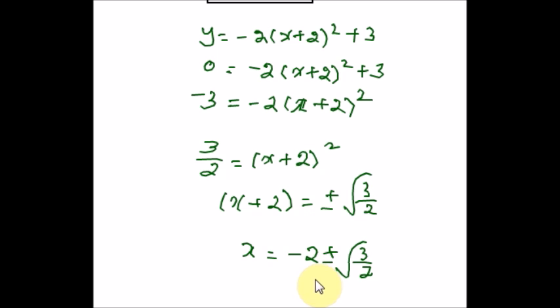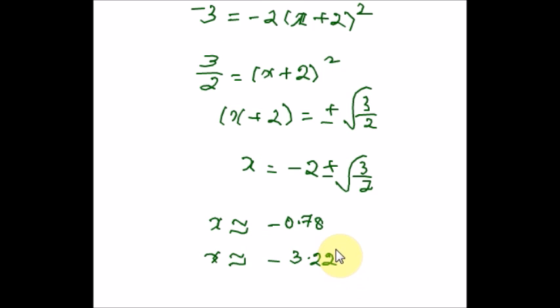If you're using plus and minus, I'm getting negative 0.78 and negative 3.22. So these are the 2 values I'm getting for x here. I'm rounding off the numbers to 2 decimals. That's the reason I have written approximately equal to, not the equal to symbol. So the x-intercepts here are (negative 0.78, 0) and (negative 3.22, 0). Hope you're clear with this example.